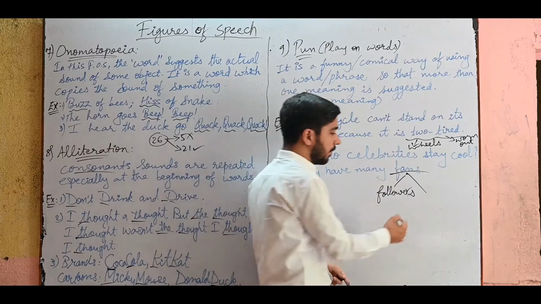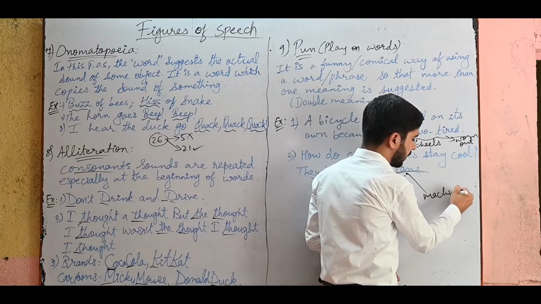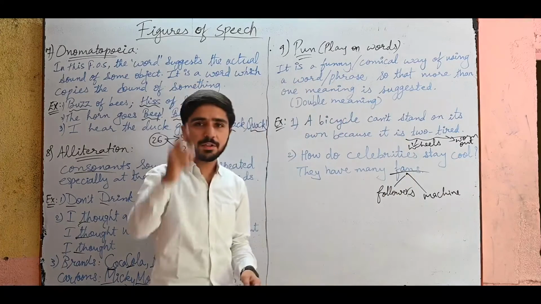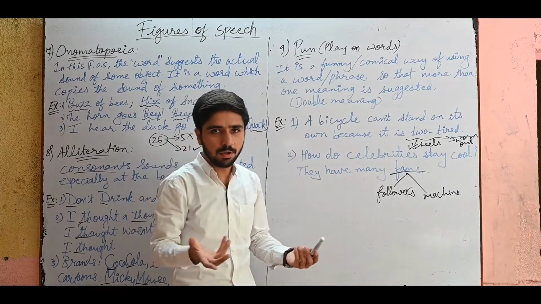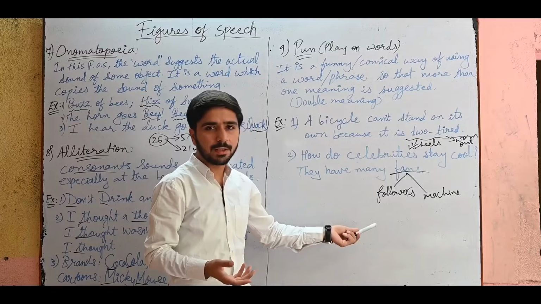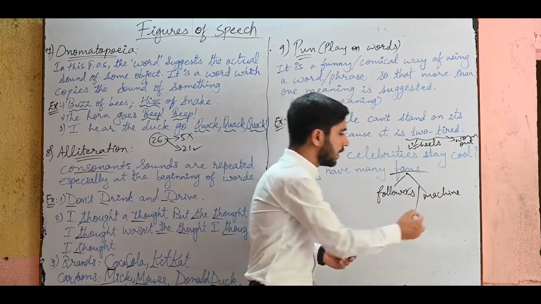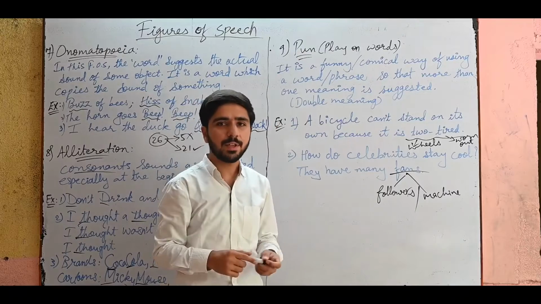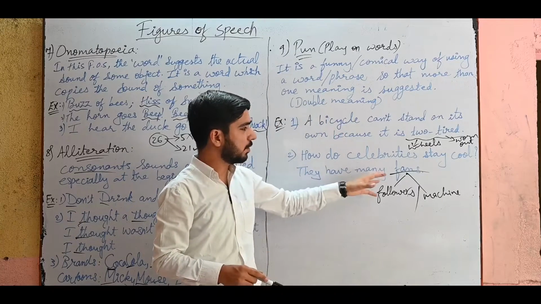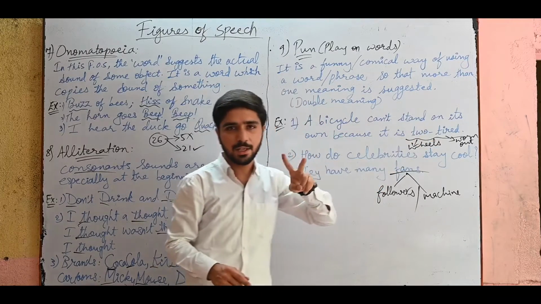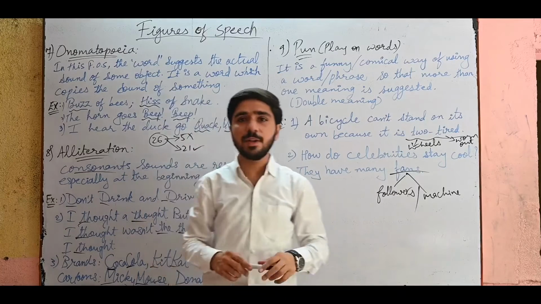And the other meaning is the machine, the fan which circulates air. That's why they stay cool. So here there is a double meaning. The celebrities stay cool because they have fans, they have followers, or the other meaning is they have the fan, the machine. So this is a pun, using the same word for a double meaning. These were the figures of speech based on sound effects.